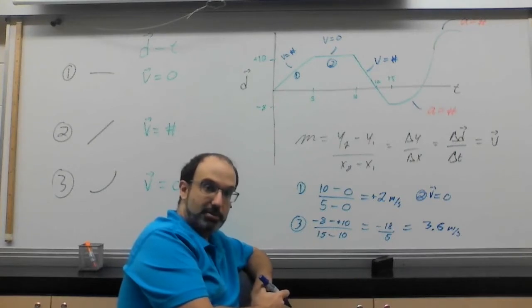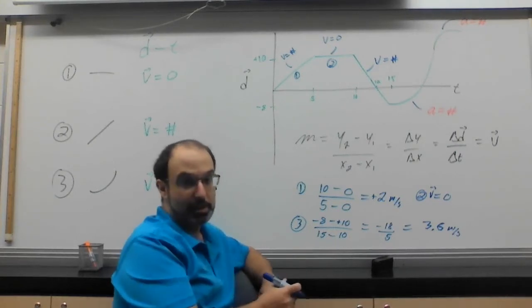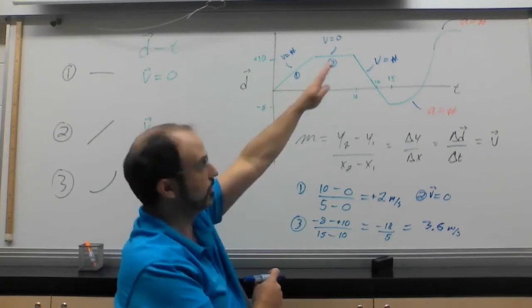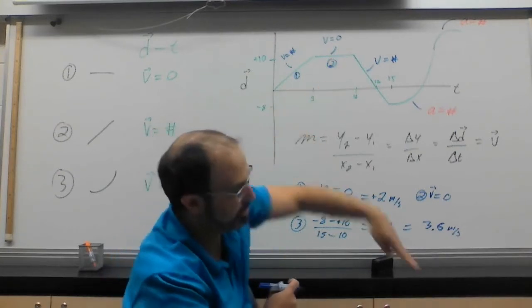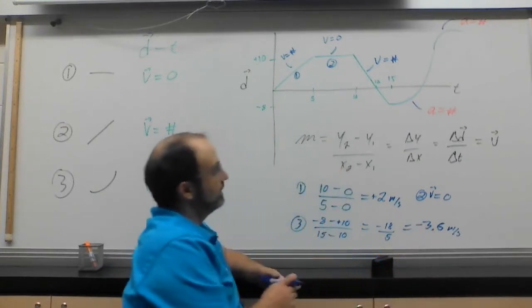Now, we're not done, of course. We need to know if it's positive or negative. And in this case here, it is negative because it is a negative slope, right? Positive slopes go this way, up towards the right. Negative slopes go down towards the right. So this one here is going to be negative.